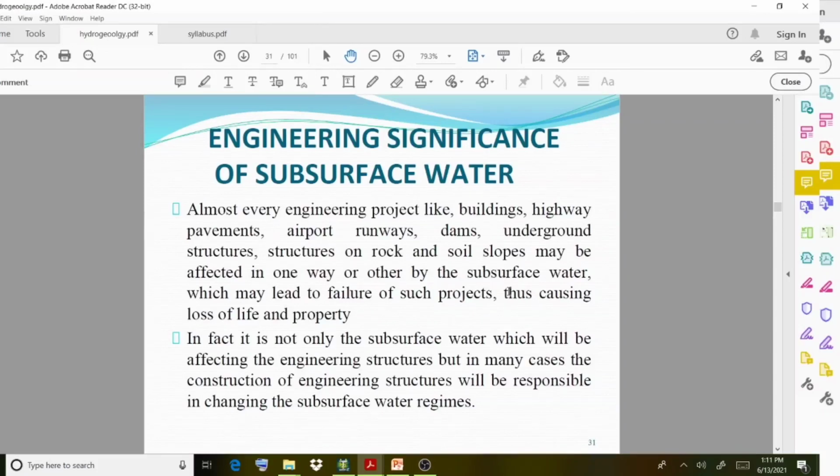But in many cases, the construction of engineering structures will be responsible for changing the subsurface water regimes. So the construction of engineering structures may sometimes play a role in changing the subsurface water properties.